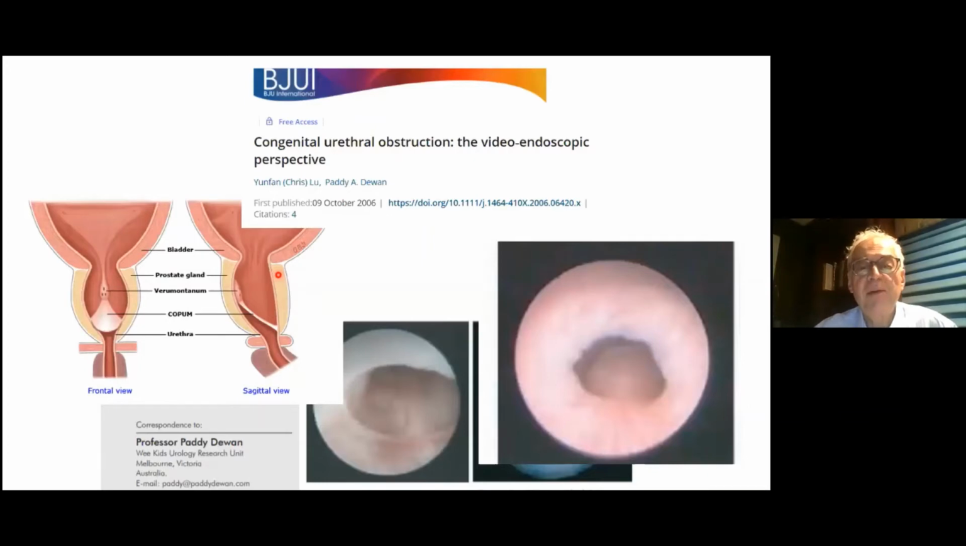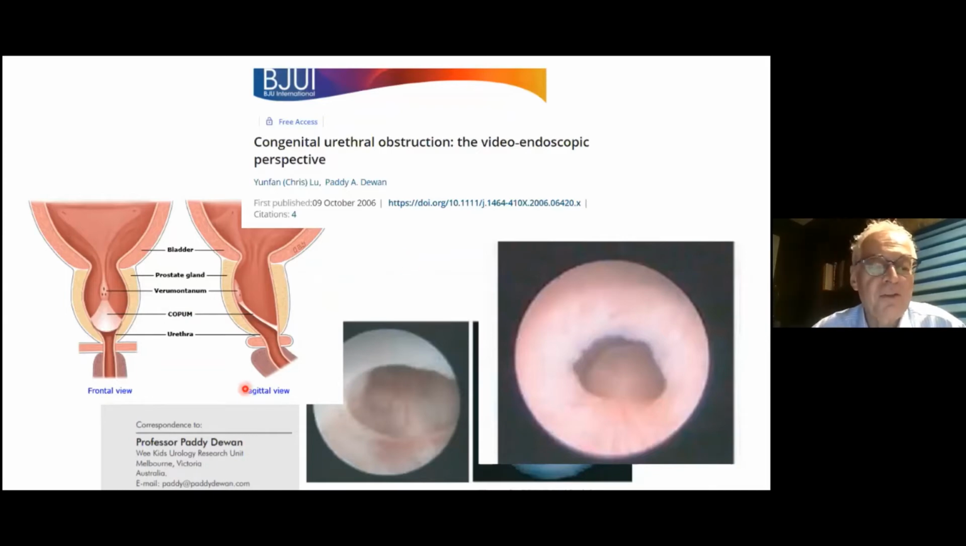But there's a guy named Paddy Dewan. You probably have heard of him. He's in Australia. He had this cool idea that instead of putting urethral catheters in, he would do a suprapubic cystostomy in these patients. And after the suprapubic cystostomy, he did cystograms through the SP tube, and he described what's called COPUM, congenital obstructing posterior urethral membrane, I believe is what it stands for. And what he found was almost all of his valves were type 3.